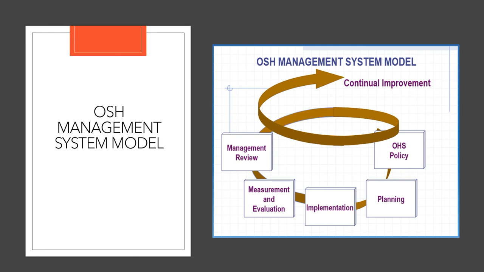Okay, so OSH management system models. Okay, continual improvement. Yang ini model yang digunakan di bawah OSH. Okay, pengurusan OSH, di mana OSH policy bermula dengan planning. Okay, lepas planning baru kita implement. Lepas implement baru kita measure dan evaluate planning kita tu sama ada sesuai atau tidak. Okay, kemudian kita manage dan juga review. Okay, dan benda ni dia looping, circulate. Okay, sentiasa. Ini kita panggil sebagai continuous improvement ataupun CQI, continuous quality improvement.